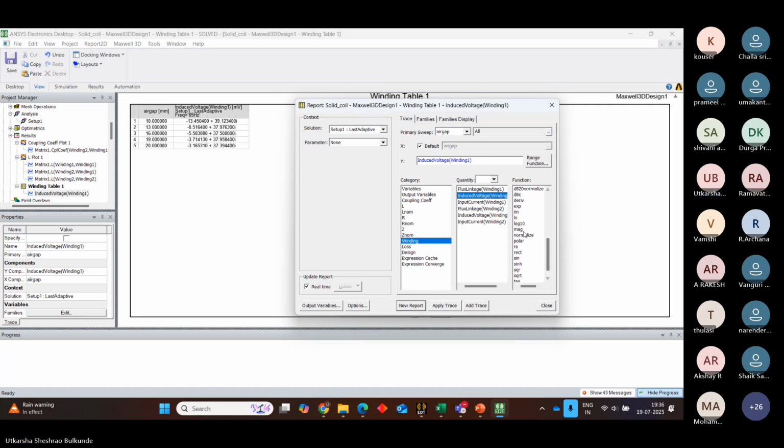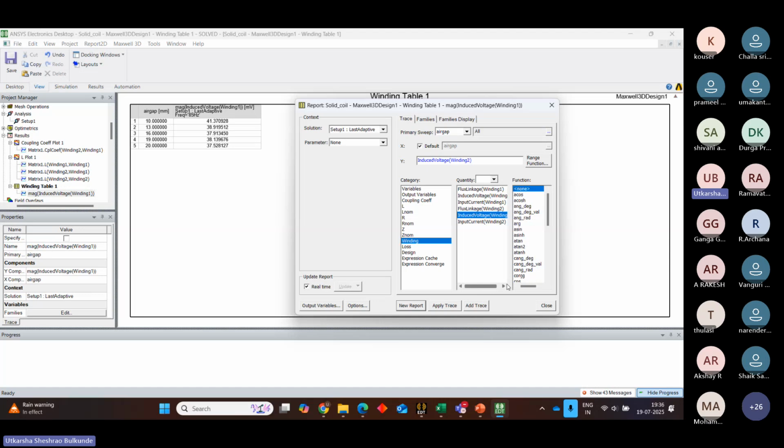Now, can you see? You are now just seeing the magnitude here. Induced voltage in winding 2, just the magnitude if you want to see. We have not given any excitations here, so these are some random values that are coming.